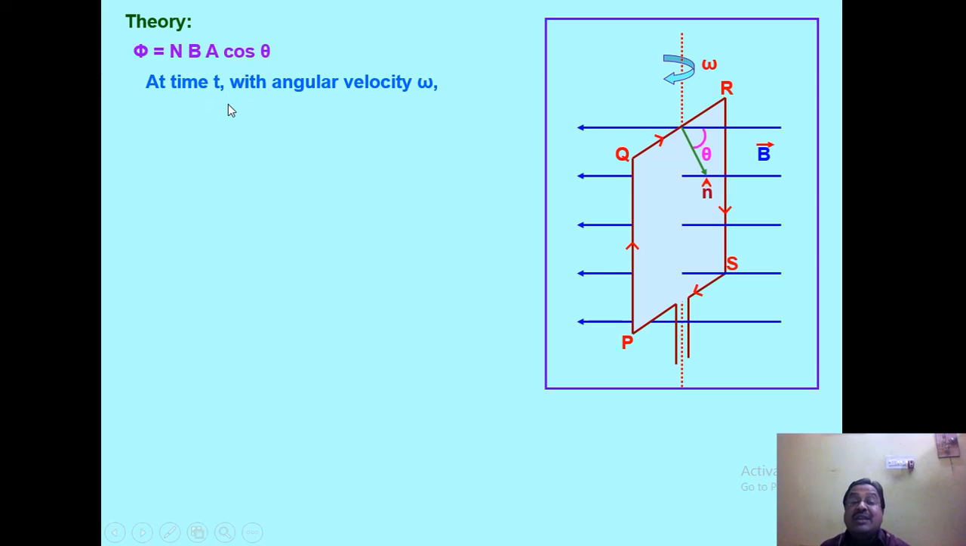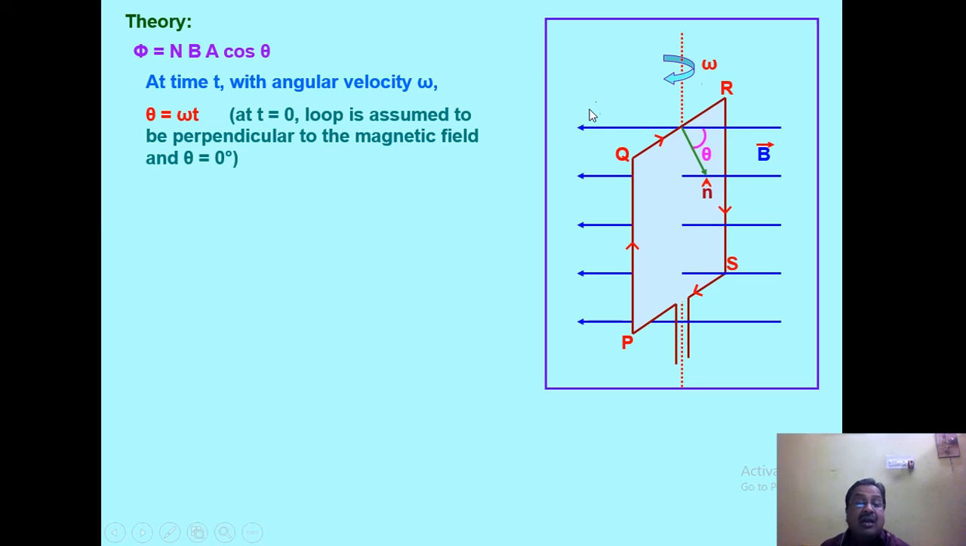And at time t, let its angular velocity be omega. Angular velocity and angular displacement theta are related by the relation theta equal to omega t. And in the beginning, at t equal to 0, the loop is assumed to be perpendicular to the magnetic field.